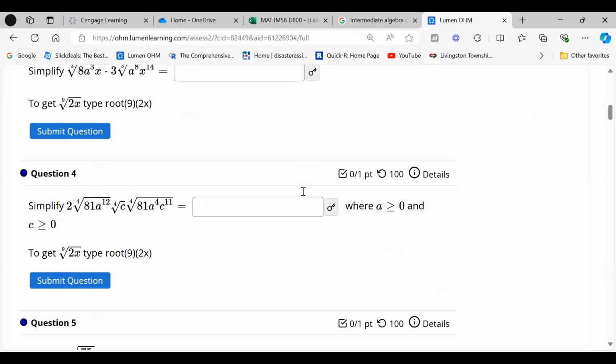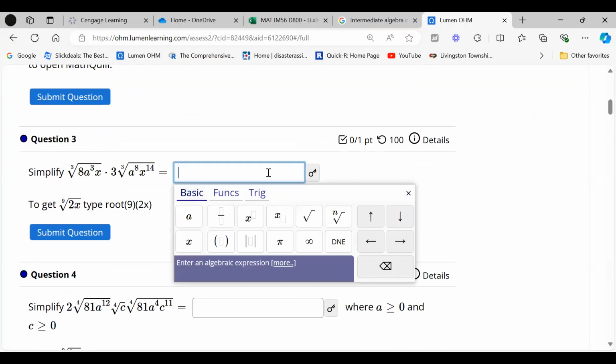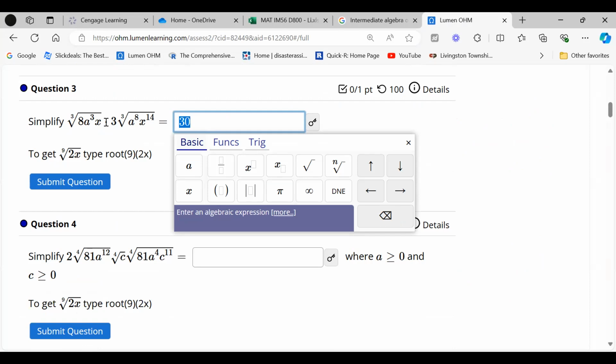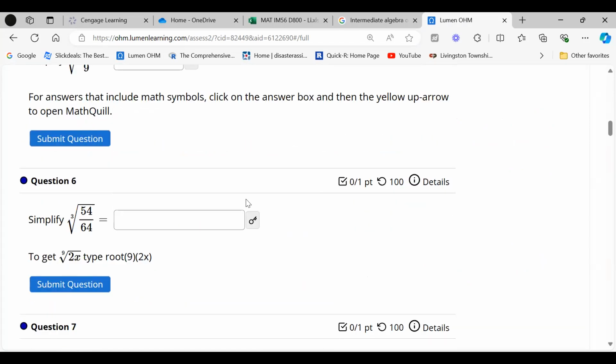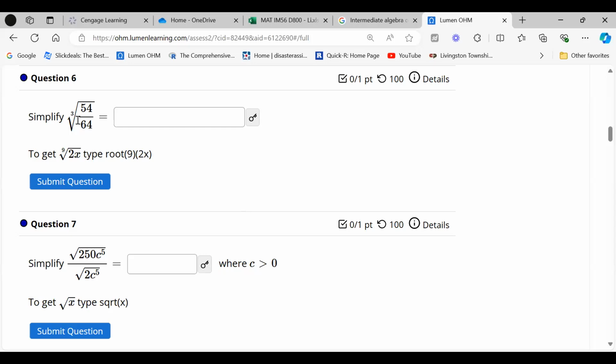No. Very good. Okay, so let's try 6 and 7. We didn't see anything like this earlier, so let's try that.